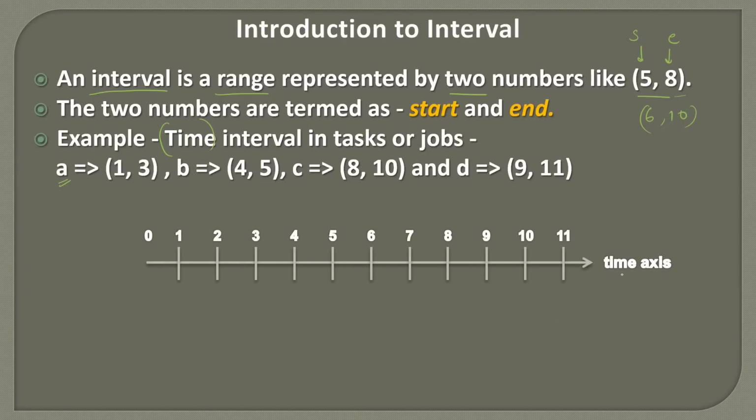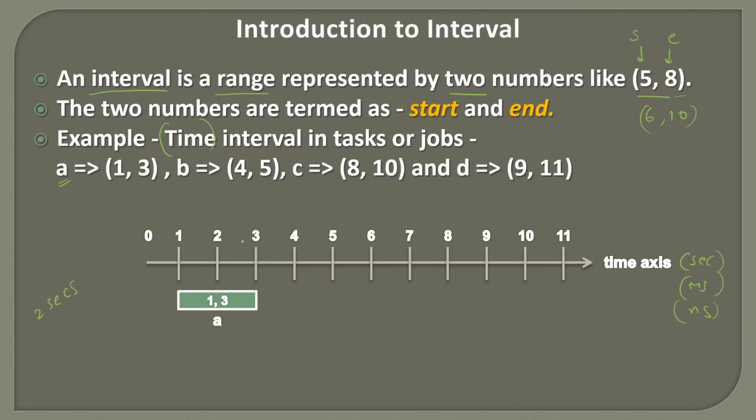So if we take a time axis like this, it could be seconds, milliseconds, nanoseconds. It can be anything. Let's say we want to plot these tasks on this time axis and we take it as seconds. Task A has a start time of 1 and an end time of 3. If we plot task A on this time axis, it would look something like this: A starts from 1 and ends at 3. So in seconds, task A takes 2 seconds to complete.